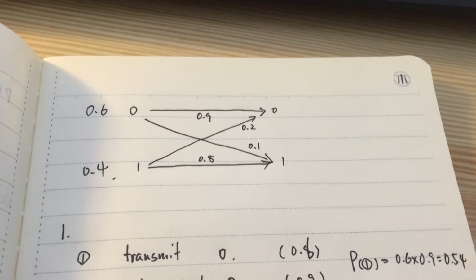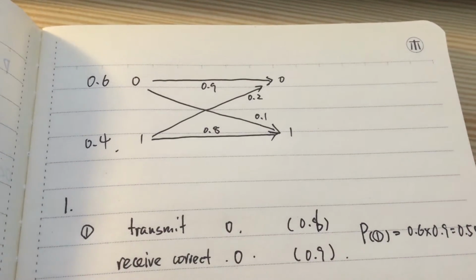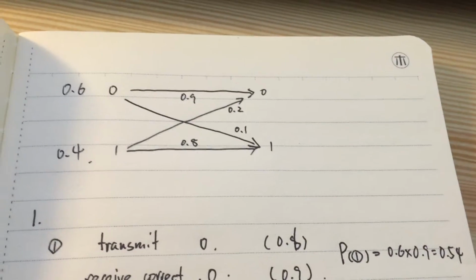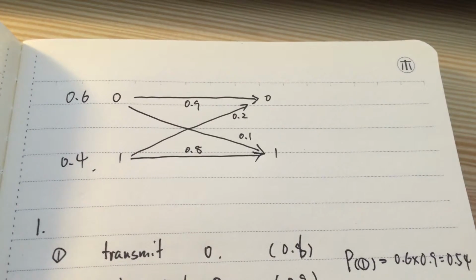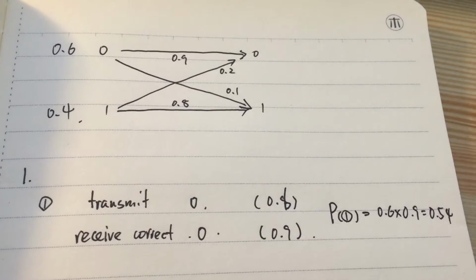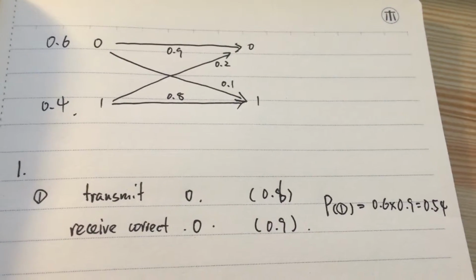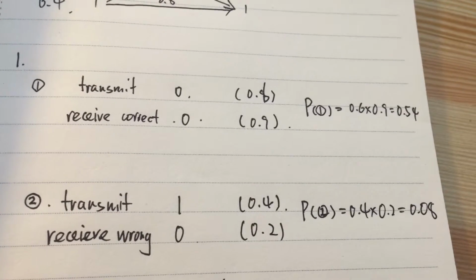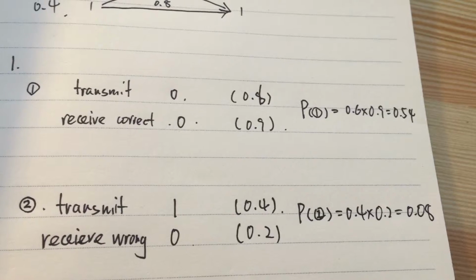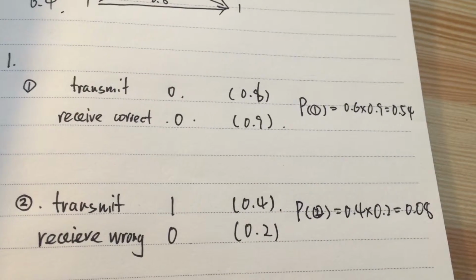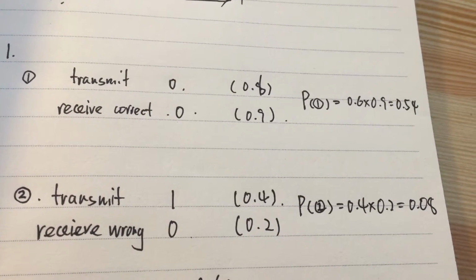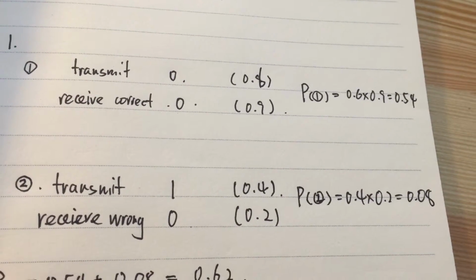Okay, we see these figures, and the first question for us is the probability that we receive the zero. From the figure, we can see there are two ways for us to receive the data zero. The first is we transmit zero, and we receive it correctly, so we get zero. The second way is we want to transmit 1, but we receive it wrong, so we also get 0. In that case, we can calculate separately the two probabilities and add them up.